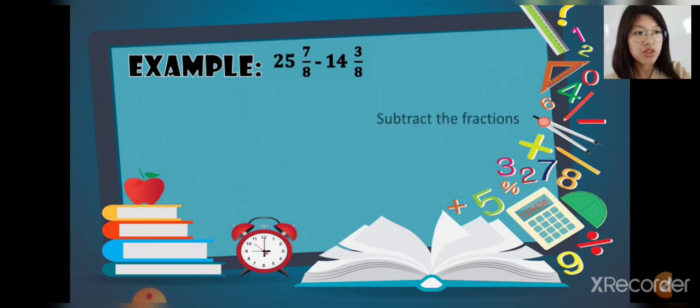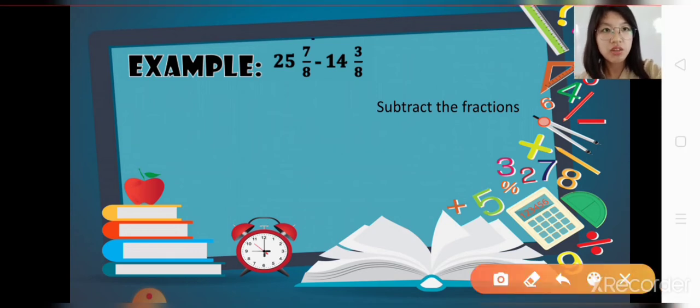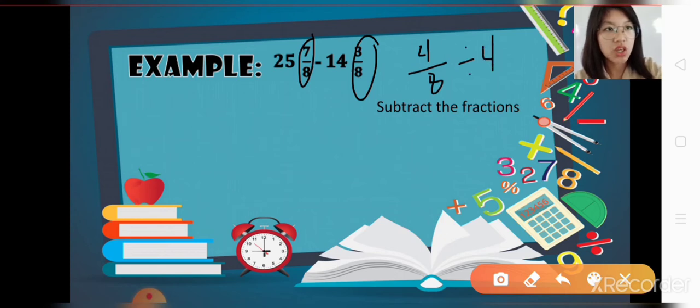So, dito, ang fraction natin ay 7 over 8 and 3 over 8. So, minus natin sila. 7 minus 3 will give you 4. Then, yung denominator is 8. So, pwede pa siyang i-lowest term. Di-divide natin sila both side by 4 kasi divisible silang pareho by 4. So, 4 divided by 4 will give you 1 and 8 divided by 4 will give you 2.